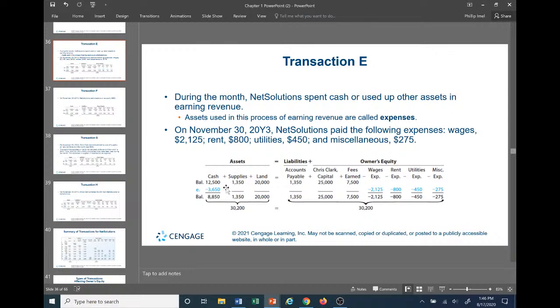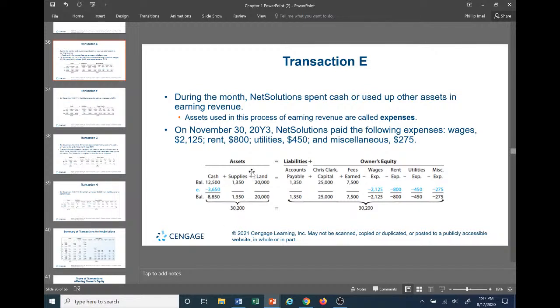Remember, Net Solutions paid the following expenses. Therefore, cash is decreasing. We're going to use or consume cash to fulfill the obligations of rent, utilities, miscellaneous expenses and wages, because these are all obligations of the company. So we're going to decrease cash from $12,500. We're going to back it out, less it. Money's going out the door here, $3,650. So now our assets have decreased by $3,650, and particularly the cash account has decreased down to $8,850, for a total of assets of $30,200.